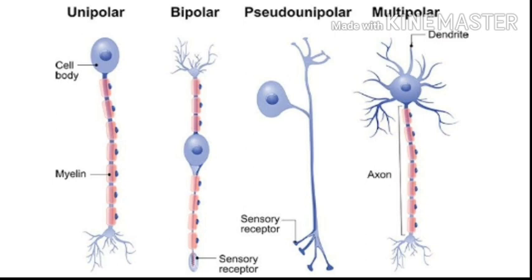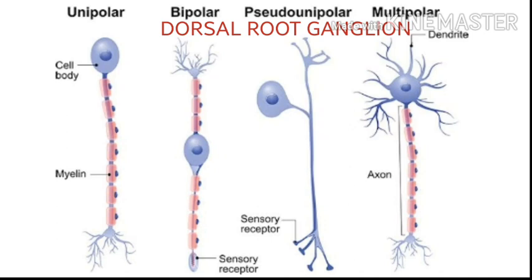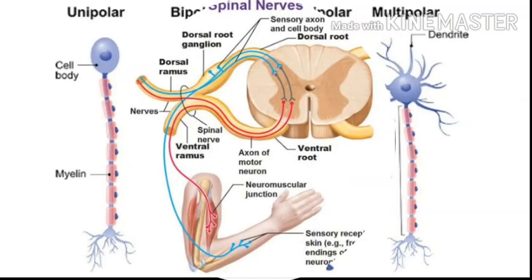But as I said, pseudo-unipolar neurons are present in the dorsal root ganglion of spinal cord. What is dorsal root ganglion of spinal cord? Let me show you in this picture. Don't be confused by these technical terms. Those of you who already know them, very great of you. But those who are new to this session and don't know anything about neurons, don't panic, you'll learn. So now, what is dorsal root ganglion of spinal cord?